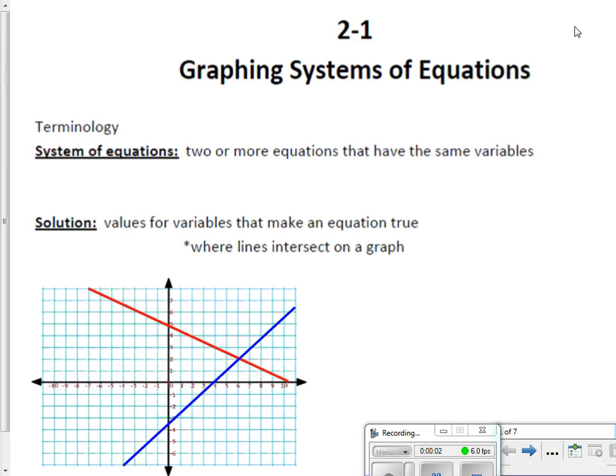Now we have our first video for unit number 2. This is section 1, graphing systems of equations. Some terminology to go over first.